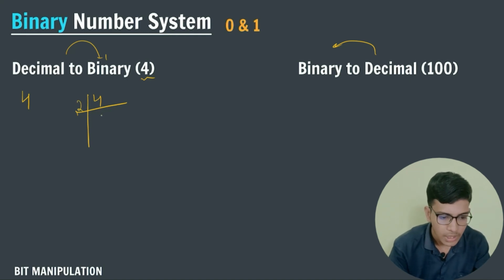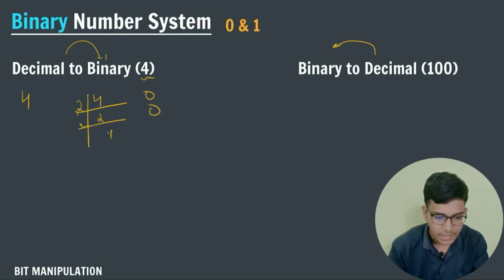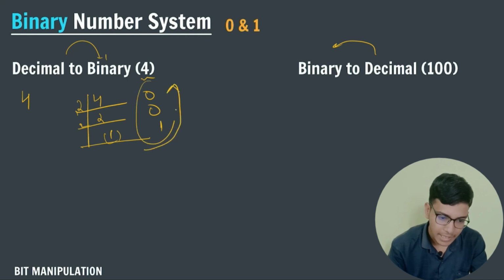So 2 twos are 4, and the remainder is 0. After 2 ones are 2, 2 ones are 2, the remainder is 0, and finally whatever the value we got, that is the remainder, right? So this is my remainder. So from lower to top, this is my binary number.